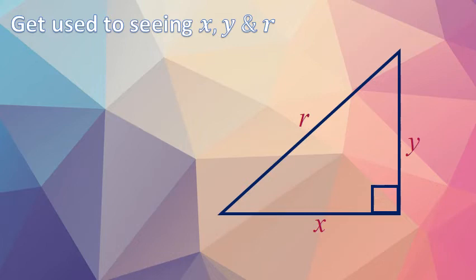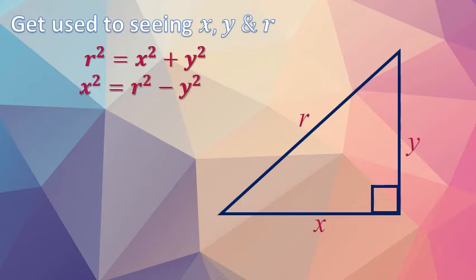So if we repeat the theorem of Pythagoras in this triangle, which has no labels at its vertices, but it has labels for its sides, we can say that the hypotenuse, r squared, is equal to the other two sides squared and added together, x squared plus y squared. That is the theorem of Pythagoras.